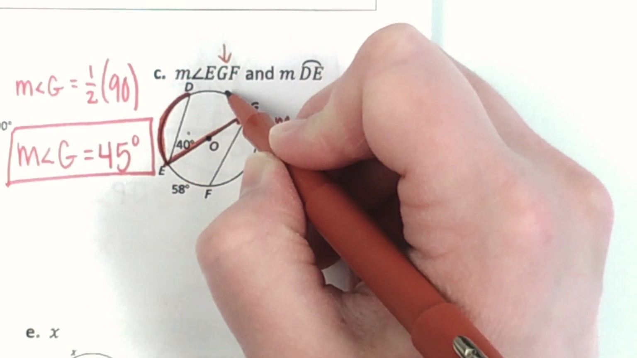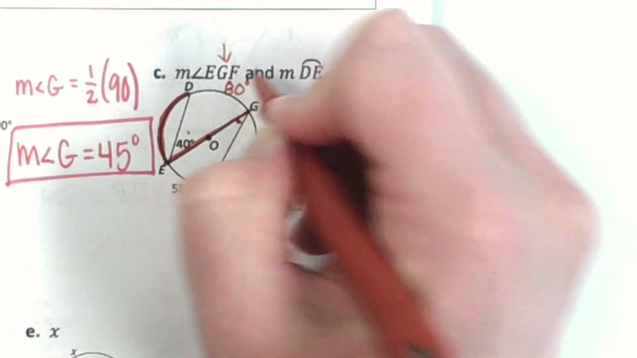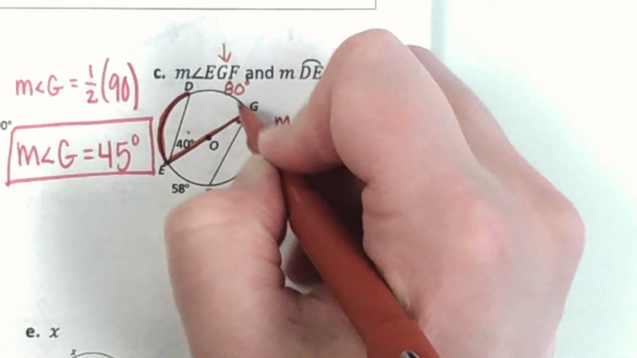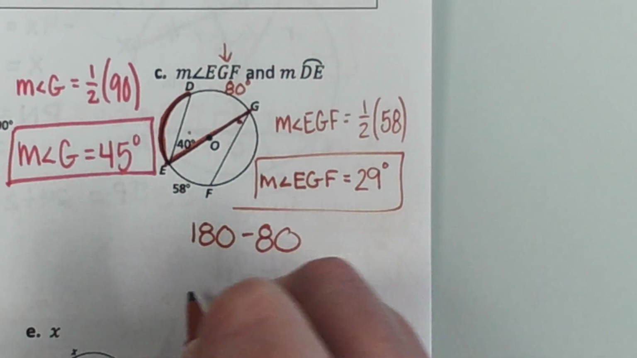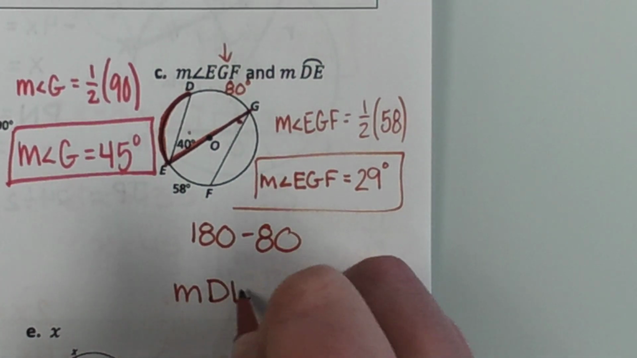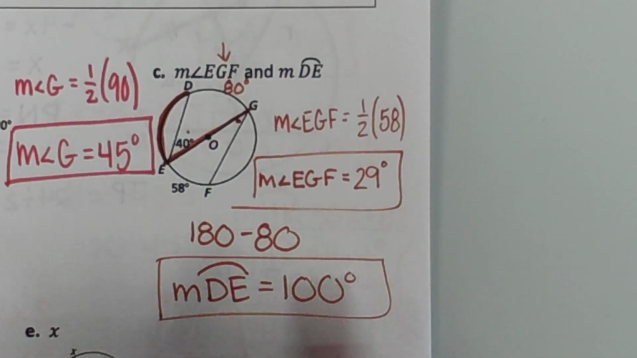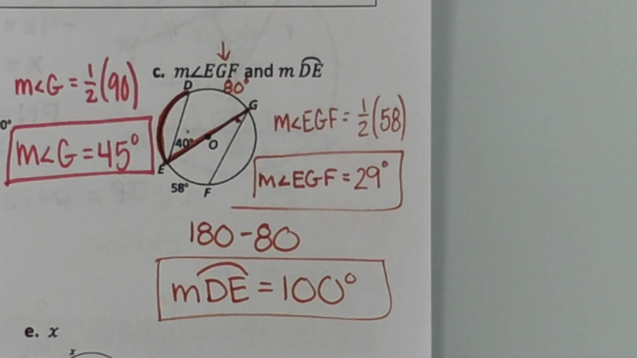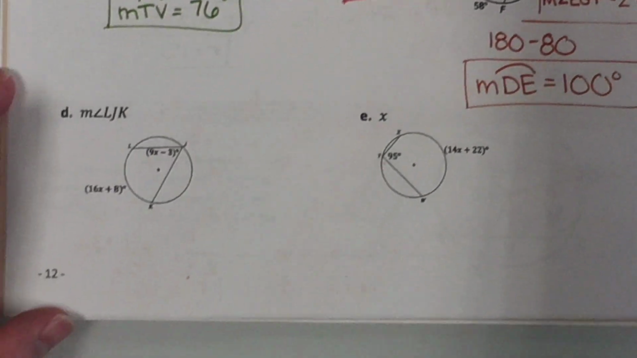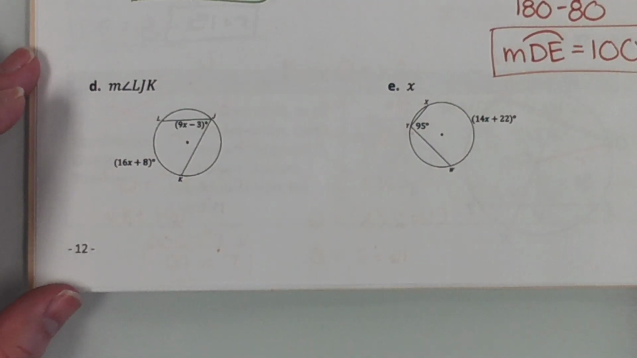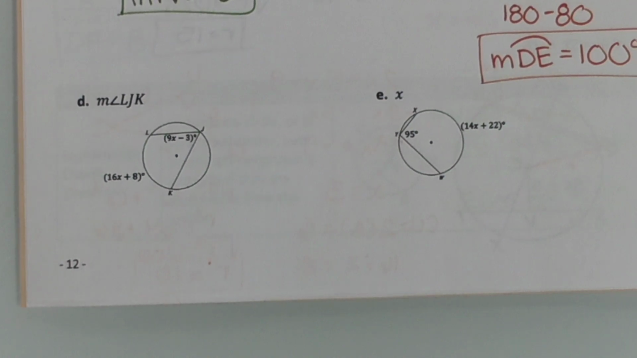So, to get the arc, you said I double it then? Yep. So that's 80 degrees. And this arc should add up to 180. So 180 minus the 80, the measure of arc DE is 100 degrees. Okay. Just gotta make sure you're putting the angle first, the arc second in that formula.